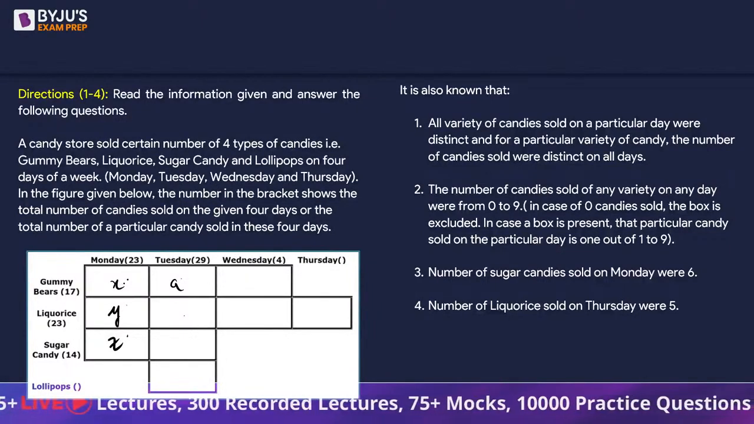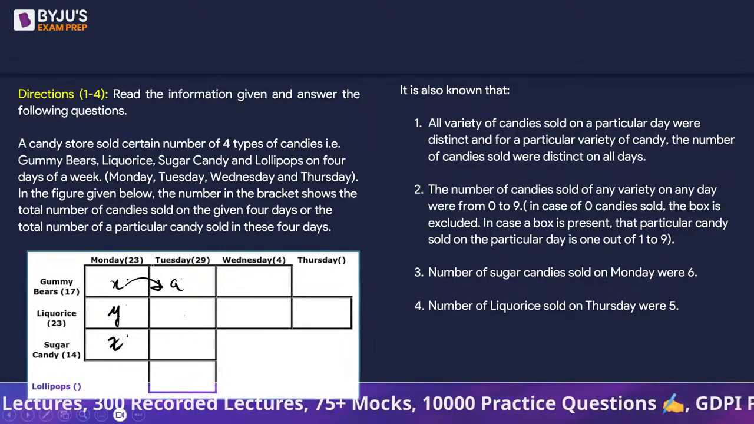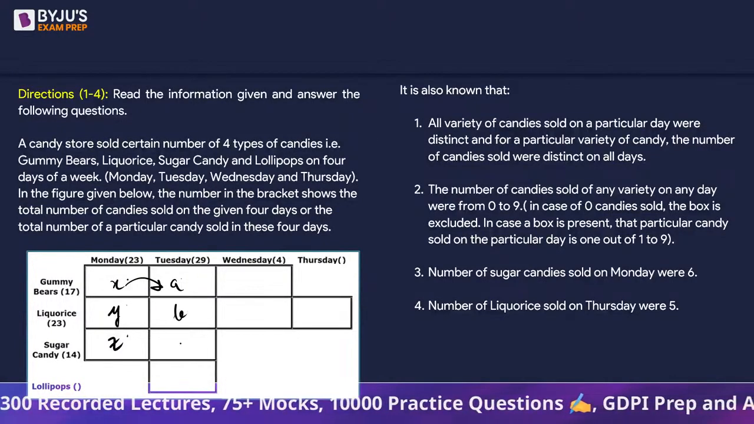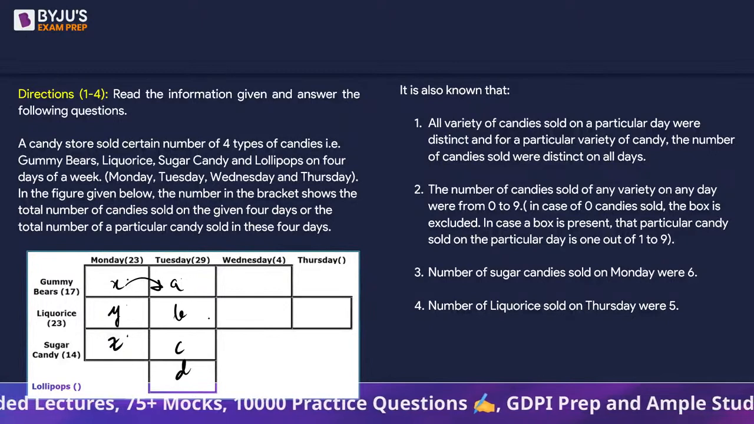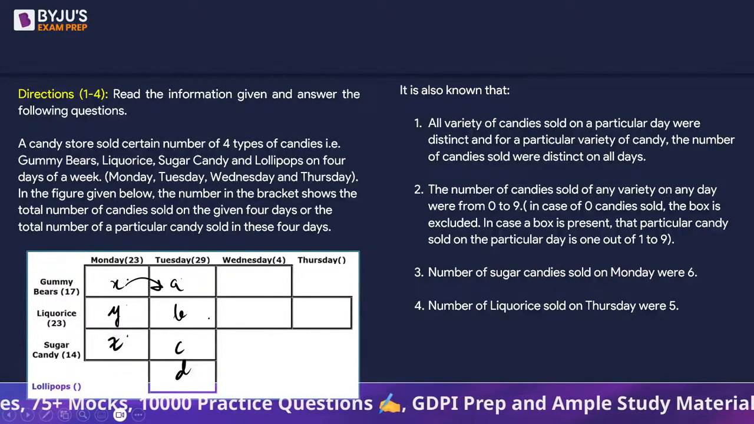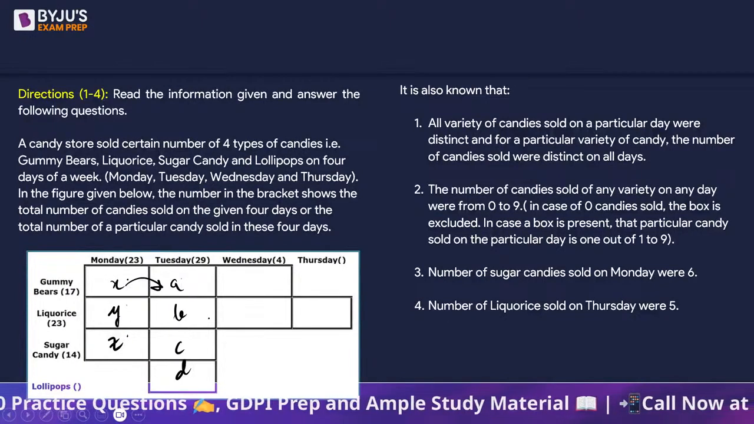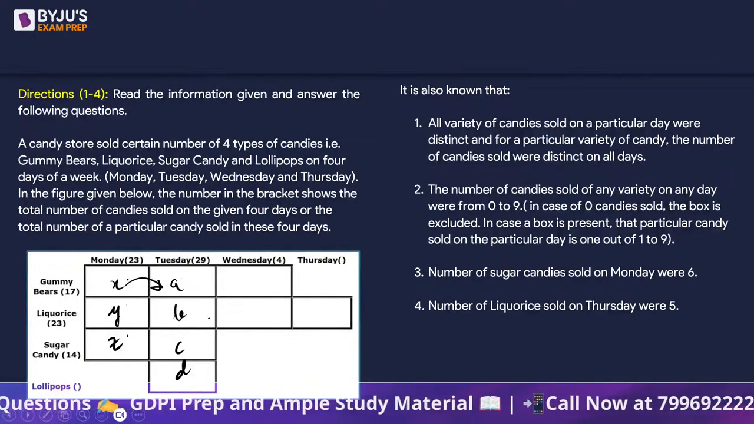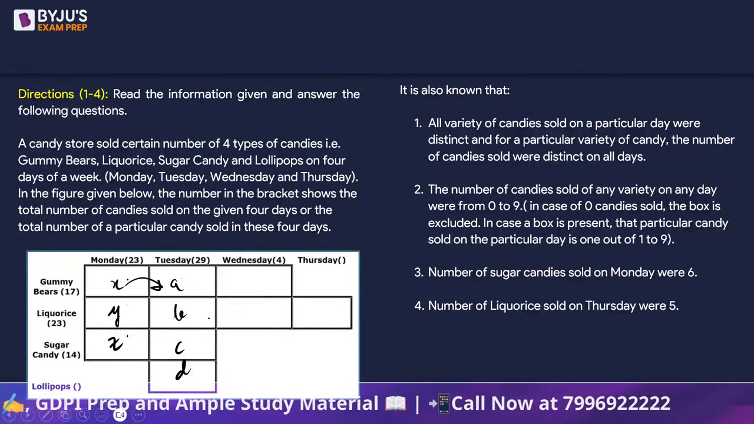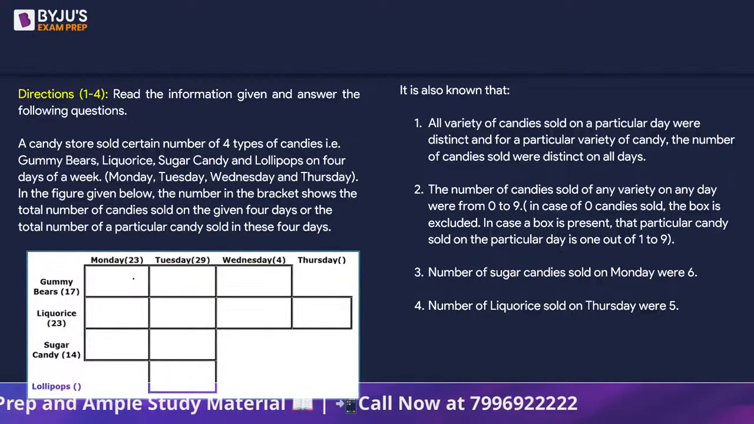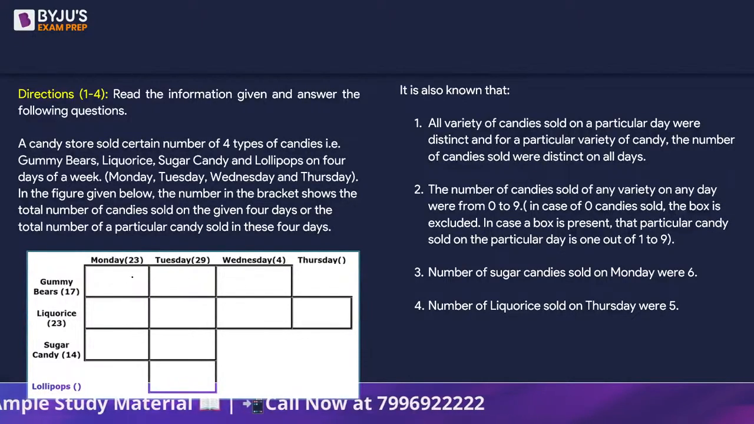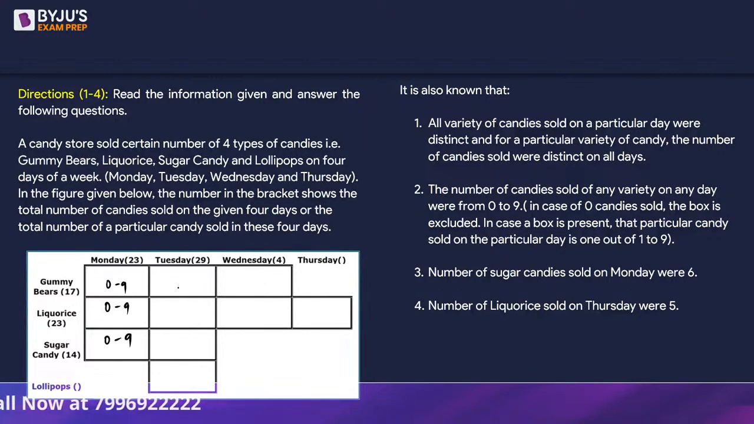Okay? So it's not that if X is written, we can't write X again. We can write X again, but right now I'm writing different so that you can understand. The number of candies sold were distinct on all days. The number of candies sold of any variety on any day were from 0 to 9. So in this, the numbers that can go is going to be from 0 to 9 on each of these days.